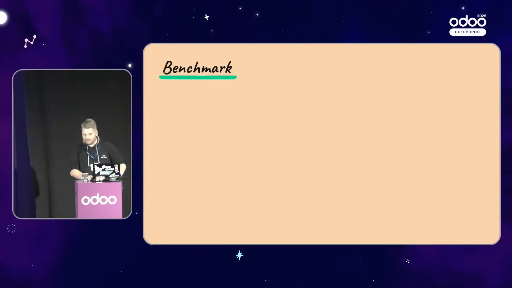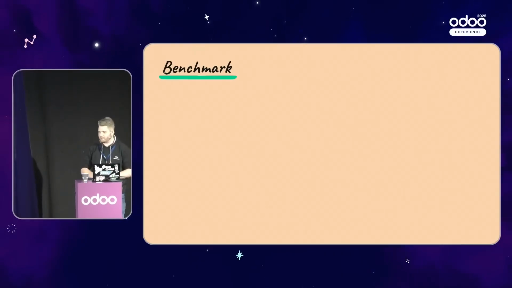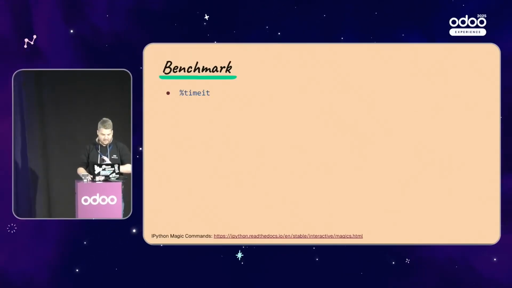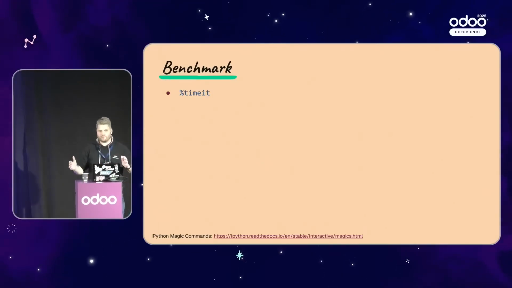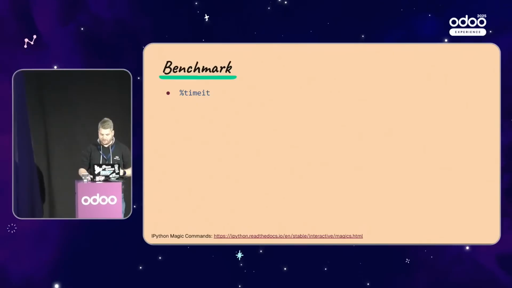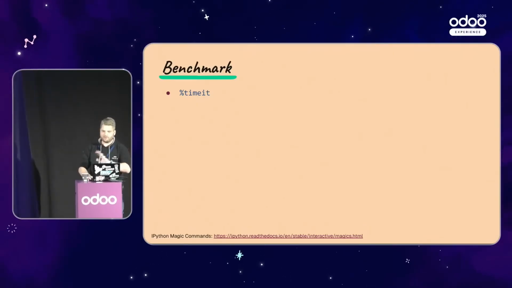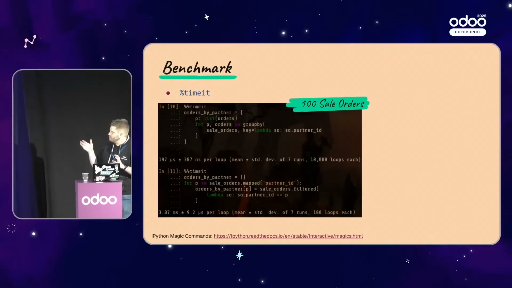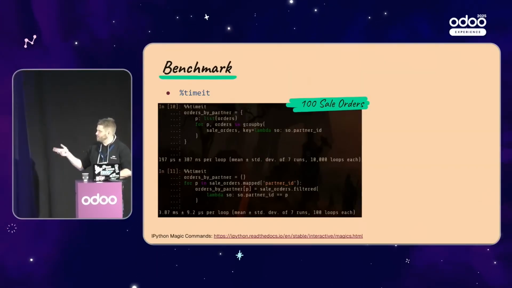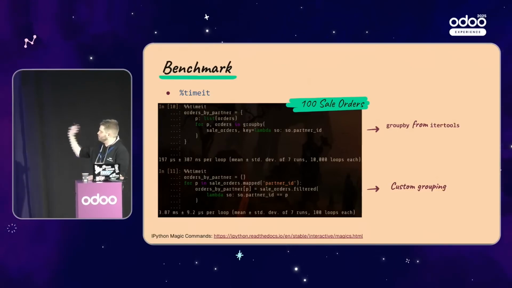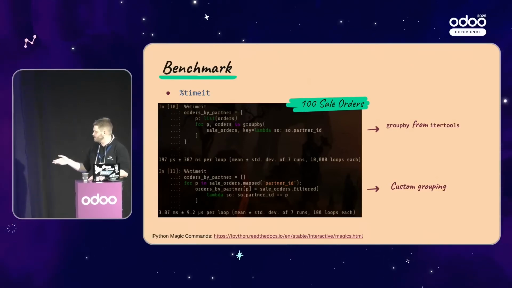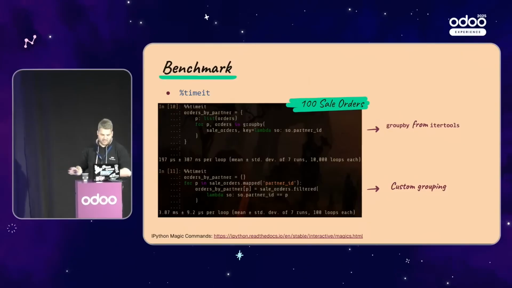So benchmark now, let's talk a bit about that. It's also something you can do with the shell, thanks to a great tool from the IPython built-in magic commands, which is timeit. To illustrate, I will take an example. Let's say we have a database with a lot of sale orders, and we just take a subset of 100 of them. There are two ways to achieve the same thing here, which is to order sale orders by partners for some reason. The first one is using the groupby from itertools, and the second one is using a custom grouping I did here just for the example.